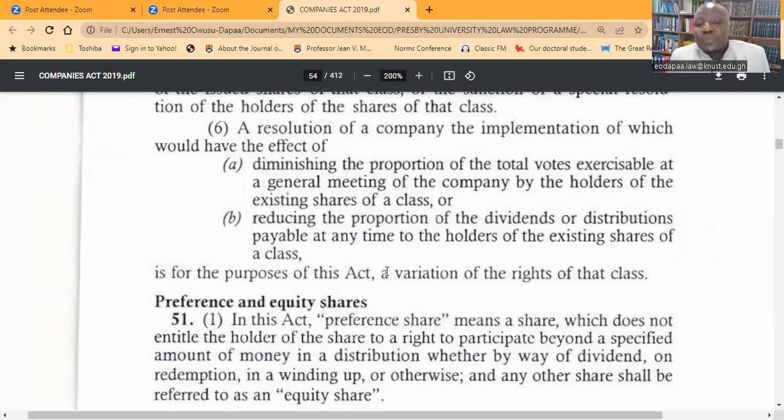Then the other typical example of variation of class rights is reducing the proportion of the dividends or distribution payable at any time to the shareholder. In other words, if the percentage of dividends which the holders of the class ordinarily enjoyed, and for which reason make them a special class, if that has been reduced as a result of a certain resolution which the company passed, then we have witnessed variation of class rights. And then we need to test validity of that by asking ourselves, did they comply with the laid down procedure for doing variation of class rights as we have been discussing?